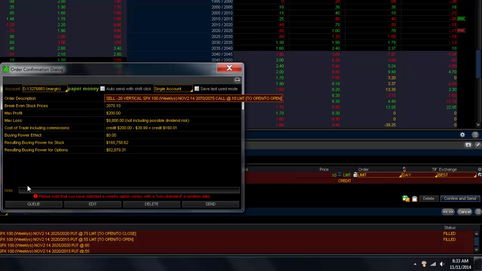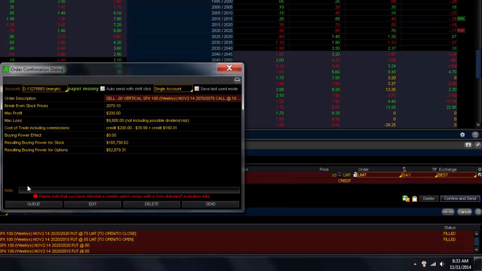Maximum profit is $200 on this trade. Maximum loss is $9,800. Cost of the trade is $39. Your net is $160 and 0.01. We send this, and it was filled immediately. We sold that call spread.